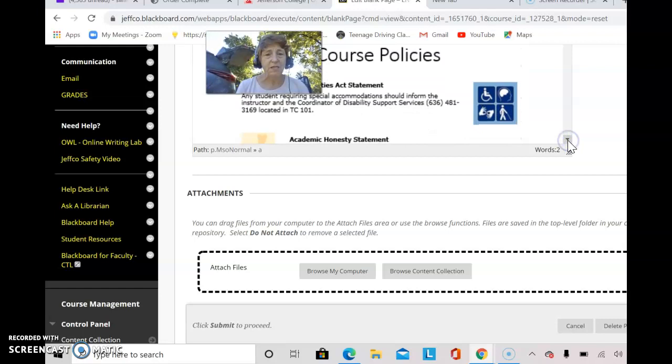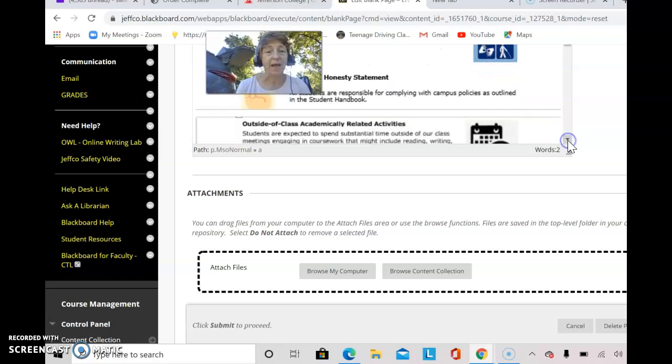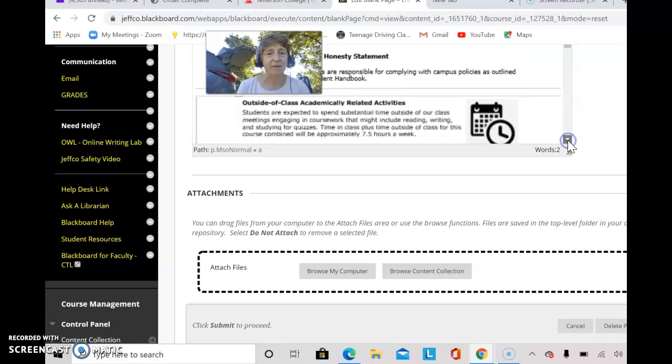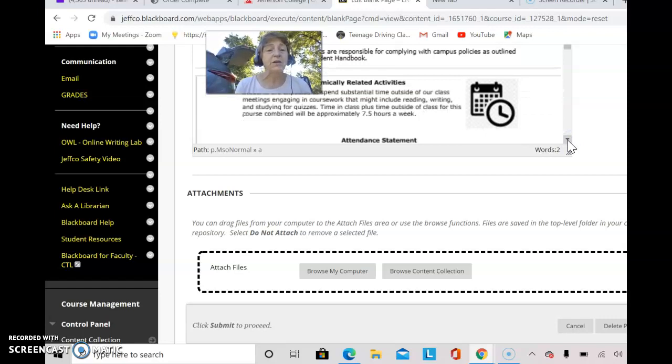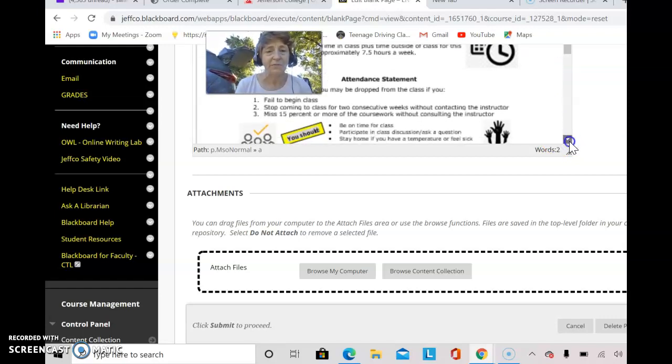Further down, you'll see the course policies, the Americans with Disabilities Act, and the phone number for disability support services, and the academic honesty statement. As we go further down, outside of class-related activities, you will see that in class and out of class will be a combined 7.5 hours a week for this class.